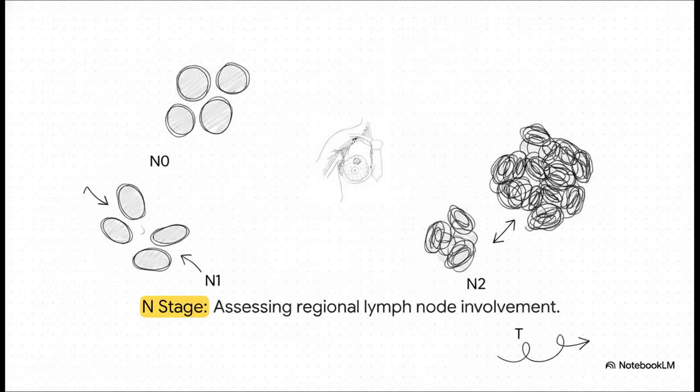Then we have the N-score, where we assess the regional lymph nodes in the axilla, or armpit. This often involves a highly targeted sentinel lymph node biopsy. An N0 score is great news. It means no nodes are involved. N1 indicates mobile ipsilateral nodes, which just means they're on the same side of the body as the tumor. In an N2 scenario, those nodes have become fixed or matted together. When you put T and N together, they give us a really precise anatomical map of the localized disease.